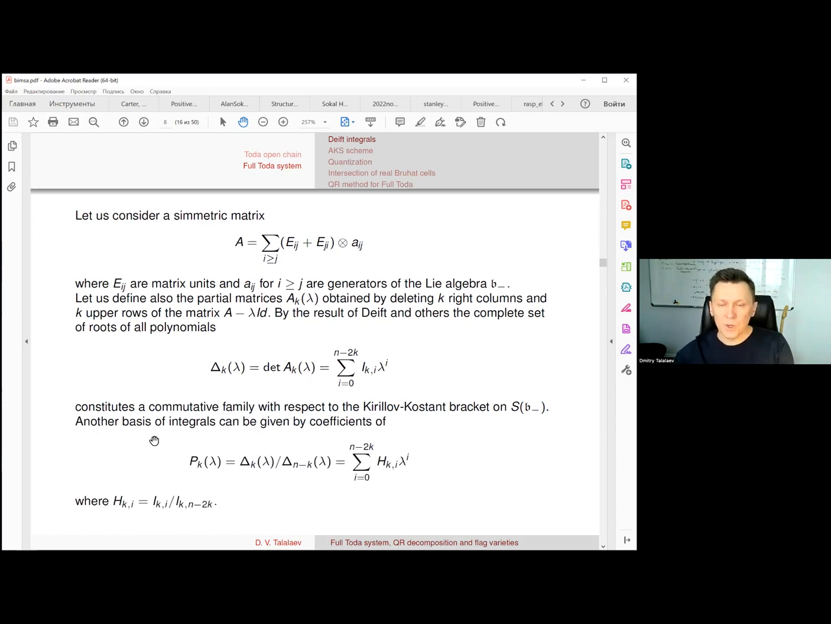Another way to introduce this commutative family is to consider affine coordinates on this set of projective coordinates. So if we divide all the polynomials in this family by the highest terms, we obtain unimodular polynomials. Those coefficients are Poisson commutative rational functions on B minus.